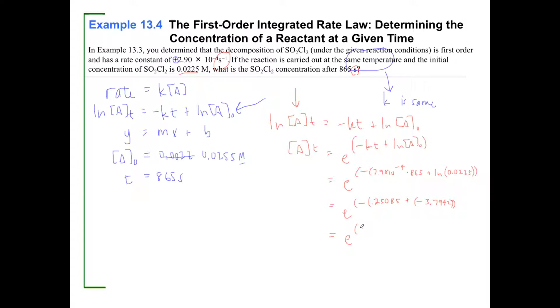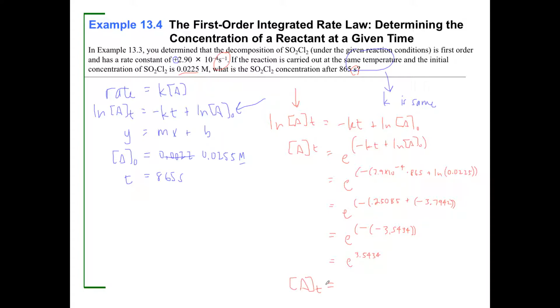So I'm going to go ahead and add these two first. Plus 0.25085 equals minus 3.5434. That's equal to e to the 3.5434, which is equal to, okay, I'm going to be done.